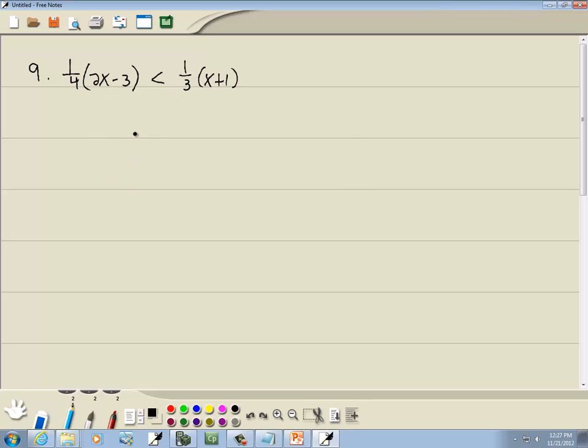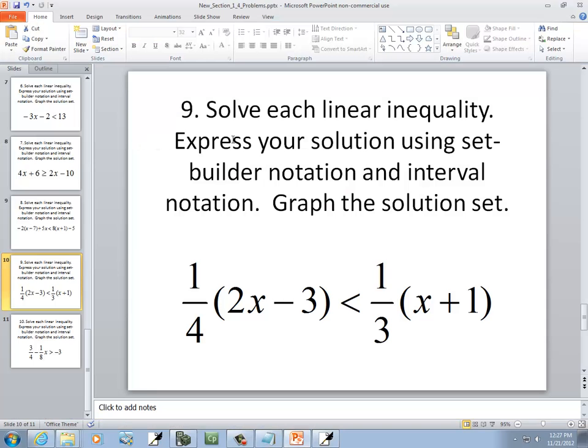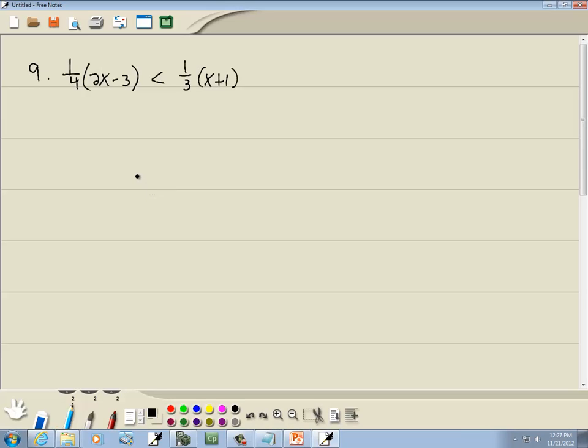Okay. Same instructions. First step, get rid of parentheses. Well, we're going to take the 1/4 times 2x, 1/4 times negative 3. We'll take the 1/3 times x and 1/3 times 1. So we got 1/4 times 2x. We got 1/4 times negative 3. We got 1/3 times x and 1/3 times 1.